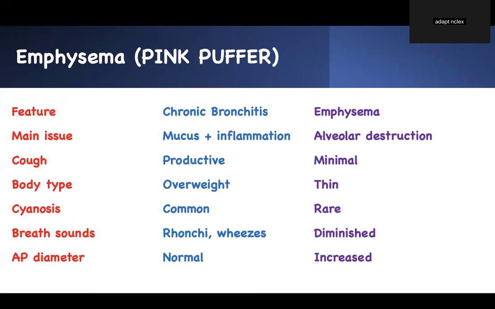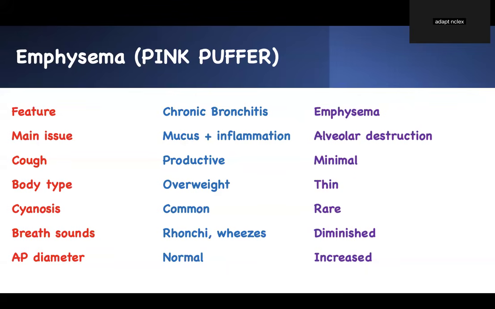What is the main issue of bronchitis? Mucus production. Emphysema is due to alveoli cannot do its job. So it gets destroyed because of lack of elastin. Cough is more common in bronchitis because of mucus secretion. In emphysema, minimum cough. So morning cough is not there.